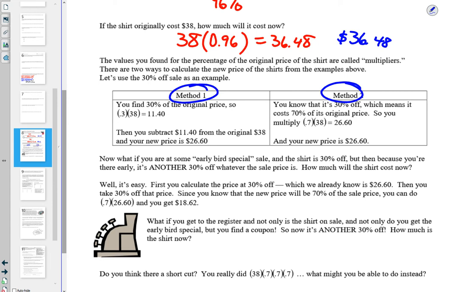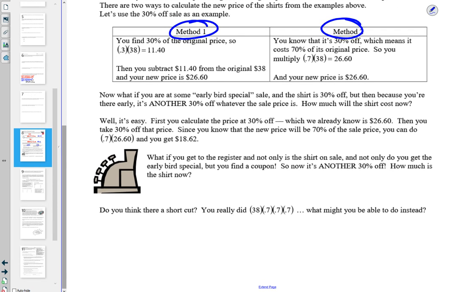And now what if you are at some early bird special sale and the shirt is 30% off, but then because you're there, it's another 30% off whatever the sale price is. How much would the shirt cost now? Let's just say the shirt still costs $38. If something is 30% off, what percent on is it? Yeah, 0.7. So that'll give you the sale price, but then if you tack on this early bird special, that will be times another 0.7, or 0.7 to the second power. First you calculate, and then you take another. And then it tells you it's 18.62.